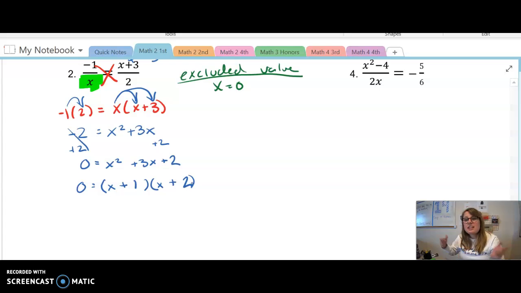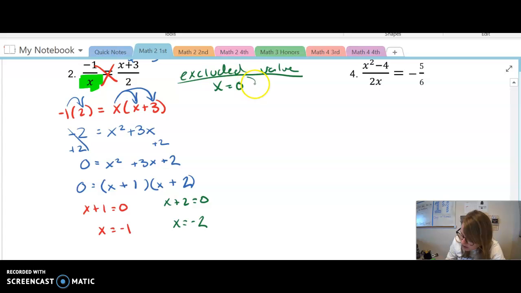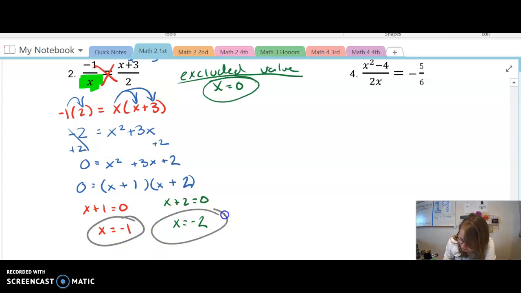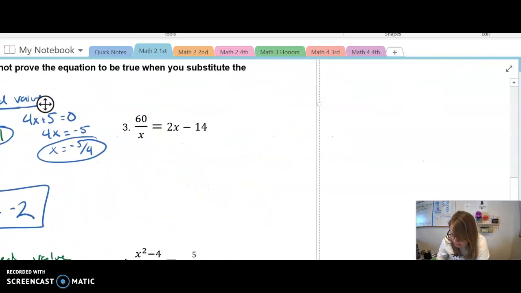Now we solve it like any other quadratic equation. We set x plus 1 equals 0, so x equals negative 1. Then x plus 2 equals 0, so x equals negative 2. Now we have to check both of these answers to see if they're equal to my excluded value. My excluded value is x equals 0. Negative 2 and negative 1 are not 0, so both of these answers work. So we can say, yep, I'm going to have 2 solutions. All right, let's move on to our third example. This one's a little bit different.